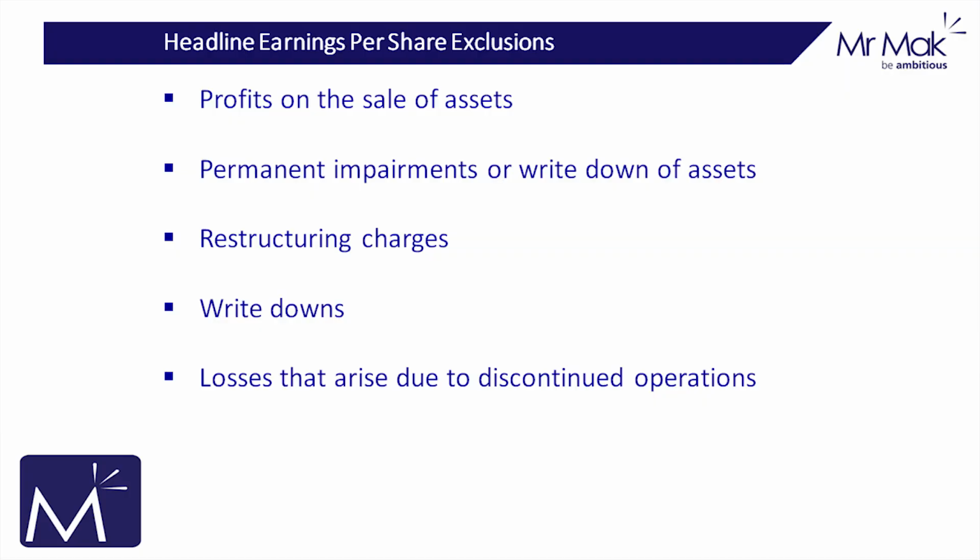So the starting point of calculating the headline earnings would be to take the overall earnings per share, but then strip out from it once-off gains and losses. These, for example, could be items such as profits on the sale of assets. These are once-off. Permanent impairments or write-downs of assets. Restructuring charges, write-downs or losses that arise due to discontinued operations.